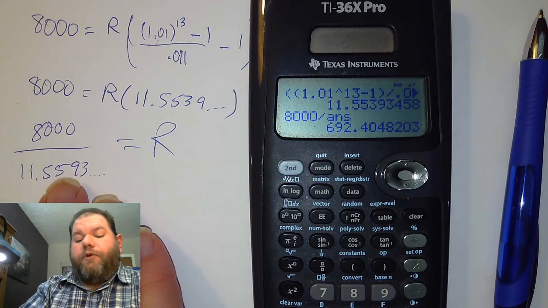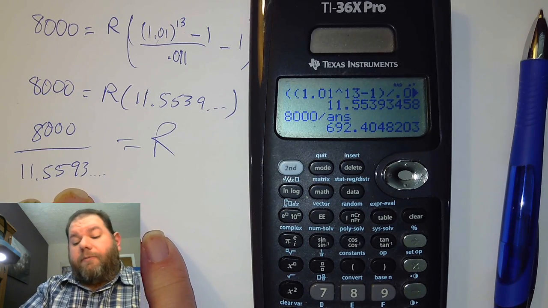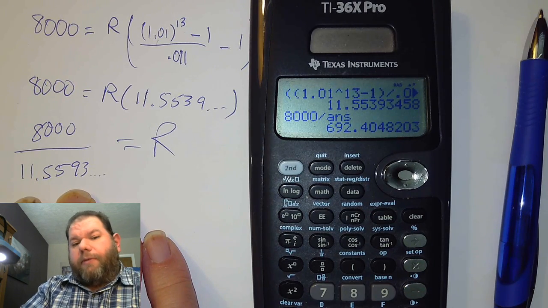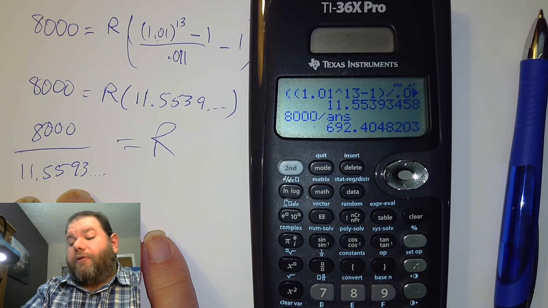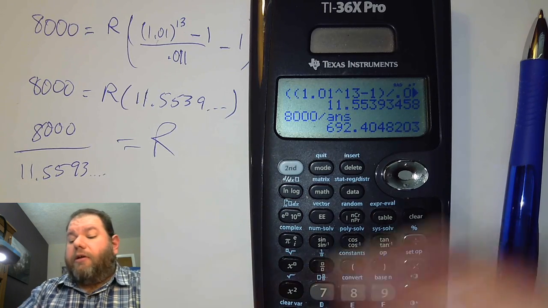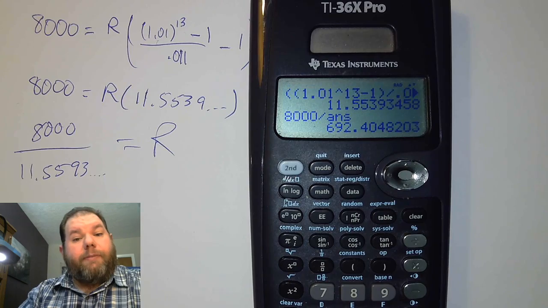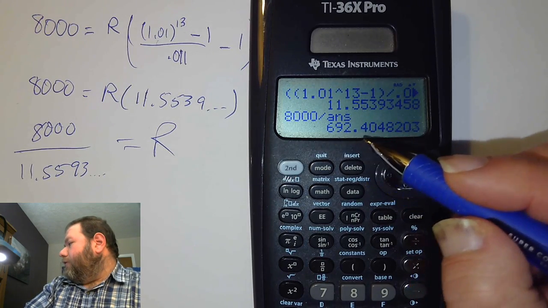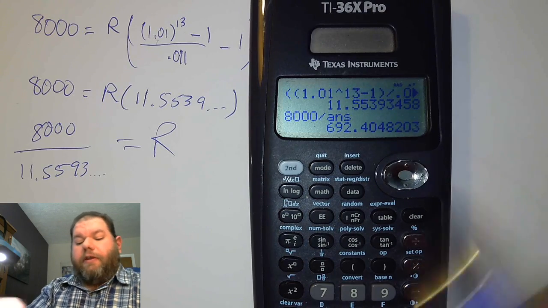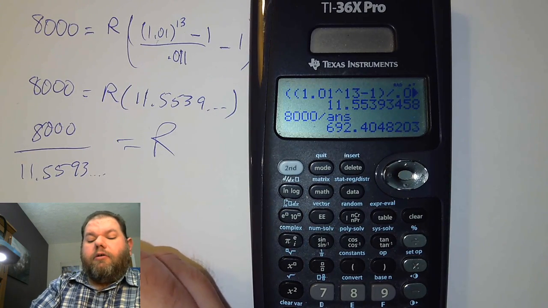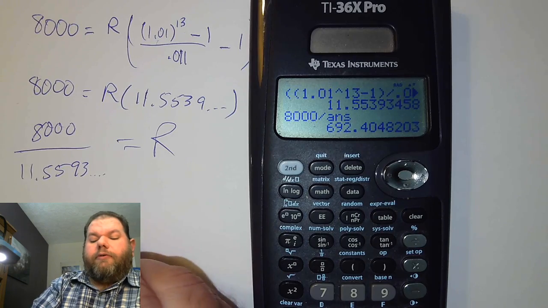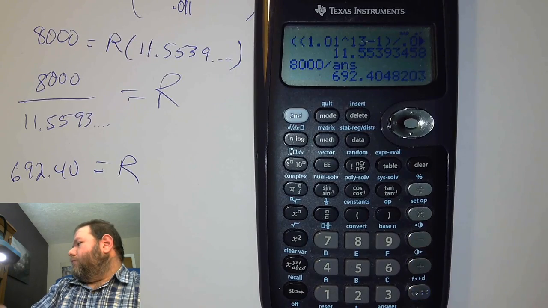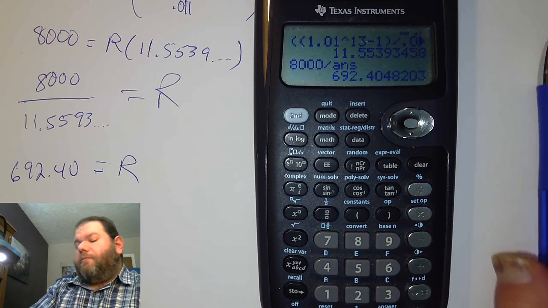Now, if we just truncated this decimal number after 4 places or so, probably it would be accurate enough, but we want to be sure that we are completely accurate in our answer here. We don't round until it's absolutely necessary. So we end up with 692.40 in that case. Equals R. Okay.